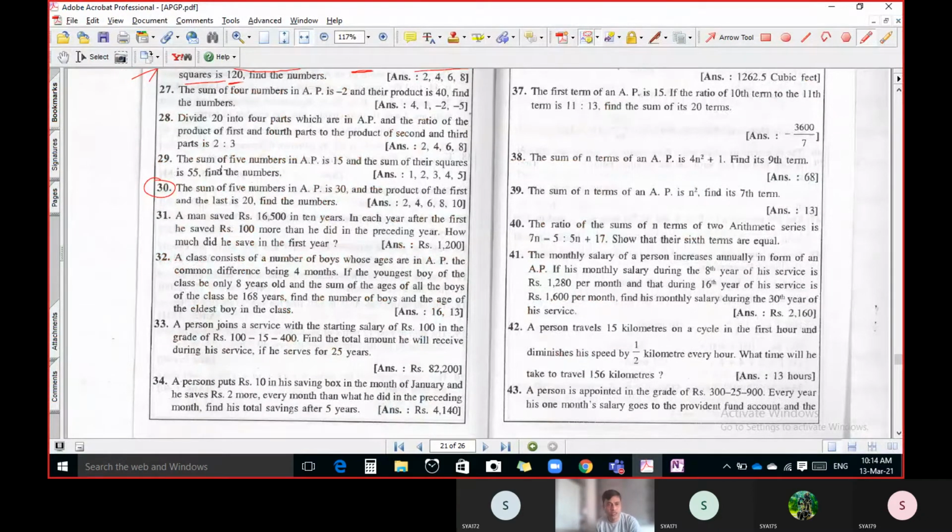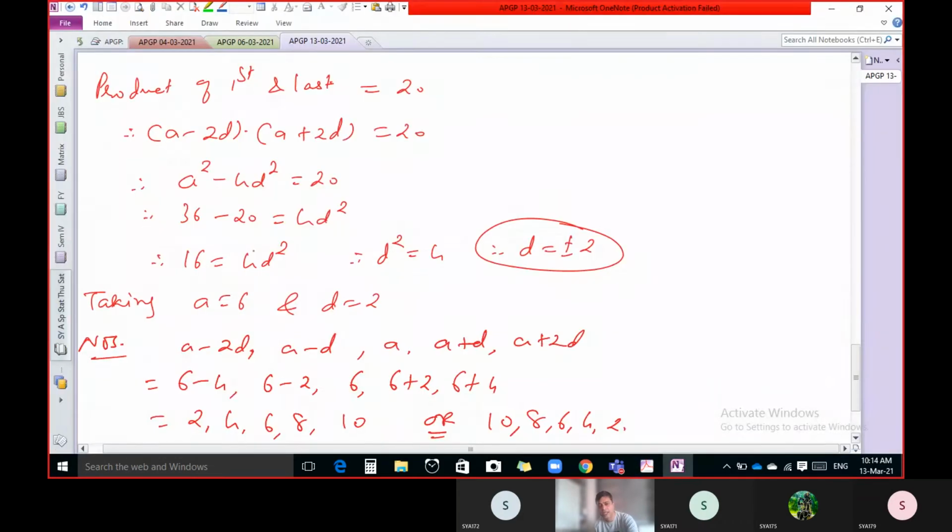Now see next question, question number 31. What information we have? A man saved rupees 16,500 in 10 years. Each year after the first year he saved rupees 100 more than he did in the preceding year. Means whatever he invested in previous year he invests 100 rupees more than that in current year. So how much he saved in the first year?